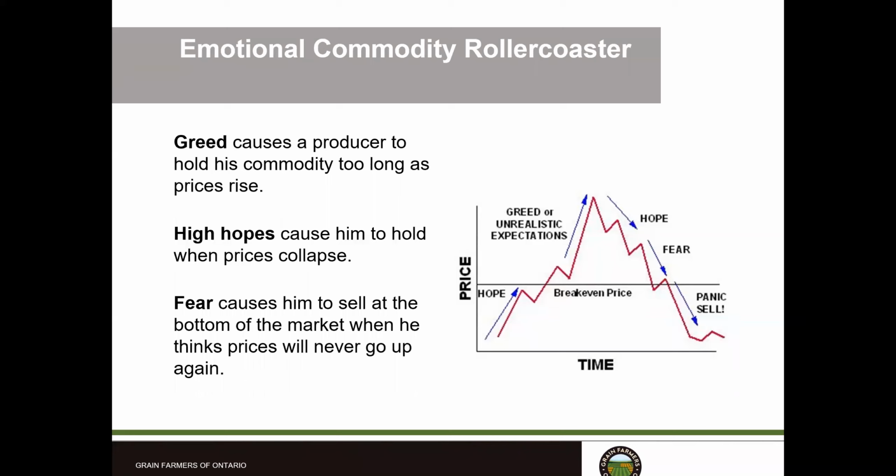Now, I know it sounds quite simple, but believe it or not, there's so much truth to this. In every market that you see, that's generally the pattern. So the fear causes them to sell at the very bottom. And at that price, when he thinks it's never going to go up again, that's usually the sign.